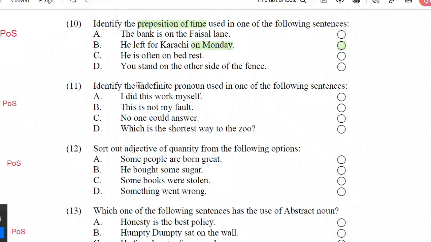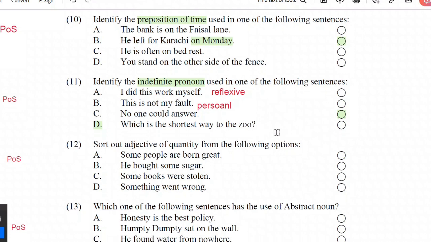Identify the indefinite pronoun. Again, this is parts of speech. Indefinite pronouns are the pronouns in which we are not sure about the person who is performing some action. For example, we use words such as somebody, nobody, everybody. So look here, I did this work myself. This is an example of reflexive pronoun. This is not my fault. This is an example of personal pronoun. No one could answer. This is the correct option. This is the example of indefinite pronoun. And the last one is, which is the shortest way to the zoo? This is an example of interrogative pronoun.